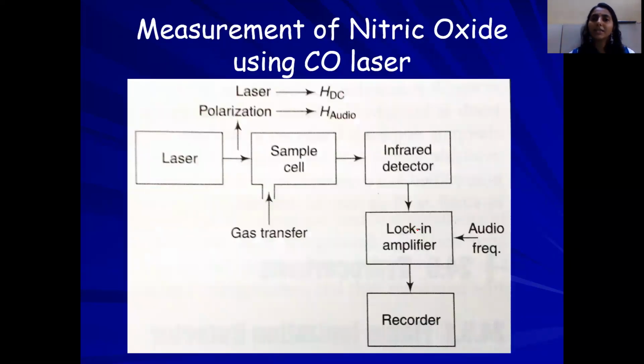The next one is nitric oxide using a cobalt laser. CO is cobalt here. So you are using a cobalt laser to excite the sample cells. Once the sample cells are excited, they give out radiations in the infrared region. These infrared radiations will then be detected and provided to a recorder. This is how nitric oxide will be measured.